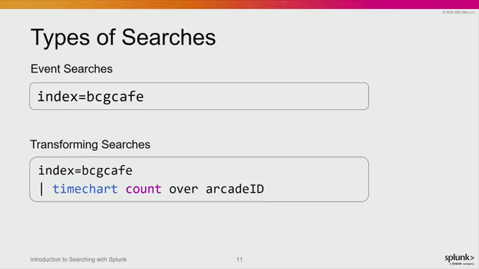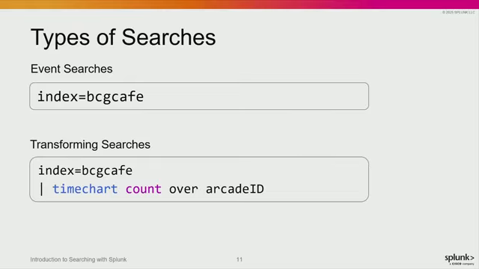Now, as we begin to write out our searches, we have two types of searches we can run. We can either have event searches or transforming searches. Event searches are searches that are there to retrieve events. These are going to be events that are either stored in a single index, for example, our Buttercup Games Cafe index, or across multiple indexes. Usually when you're running an event search, it's more exploratory. You're wanting to see all of the events within that time range and the filters you have set.